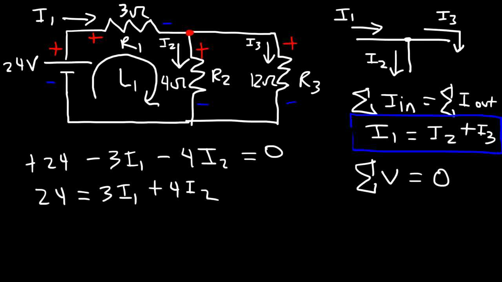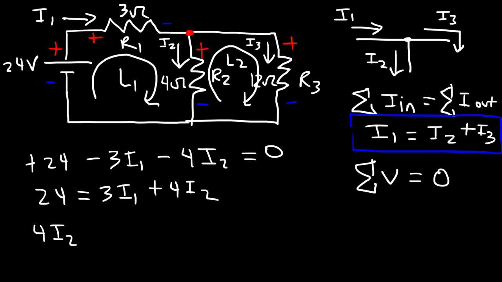Now let's move on to the second loop. We're going to go in this direction. That's going to be loop 2. Initially, we're going up through R2 towards the positive sign. We're going against the current, and since we're going from negative to positive, that's going to be a voltage lift. The voltage lift is going to be I2 times the resistance of 4, so it's 4I2. Then following the loop, we're going in this direction through R3.